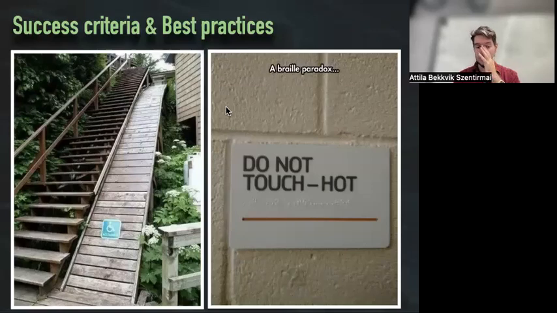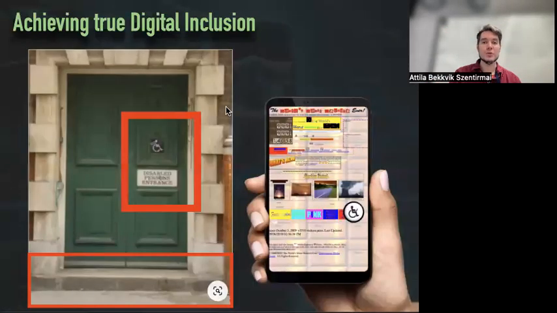Also, another example is a paradox. "Do not touch, hot," and it's written in the same way in Braille, so you have to touch it to read it if you're visually impaired, and you're going to burn yourself. You shouldn't make the same mistakes.